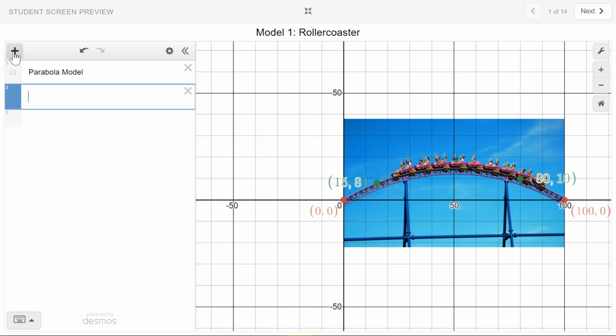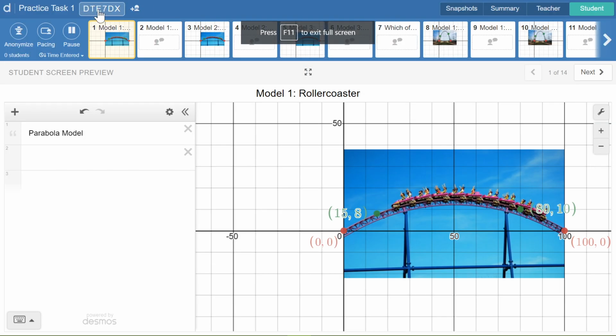So in my parabola model, I'm going to write, what was the code again, Joshua? It is DTE7DX. Okay, yeah.